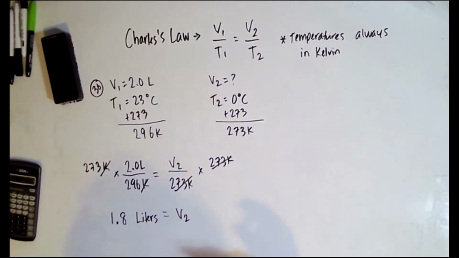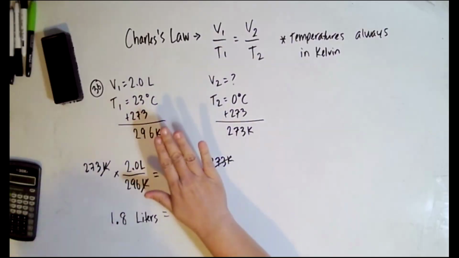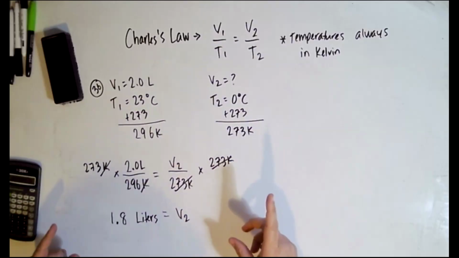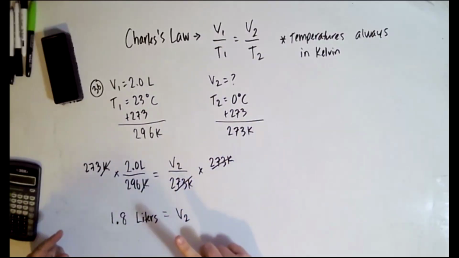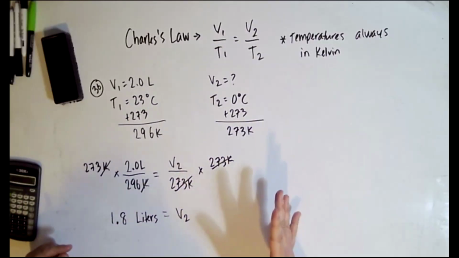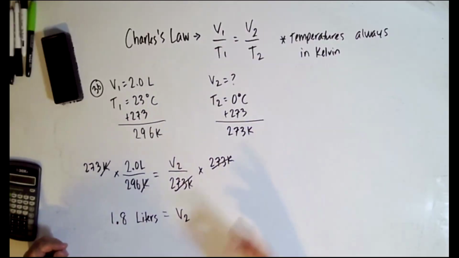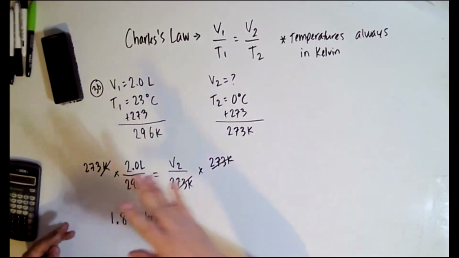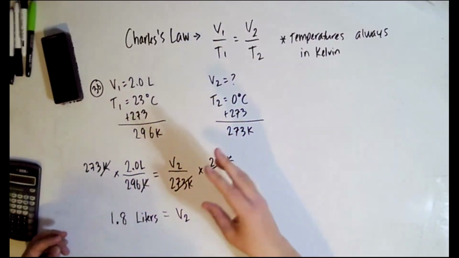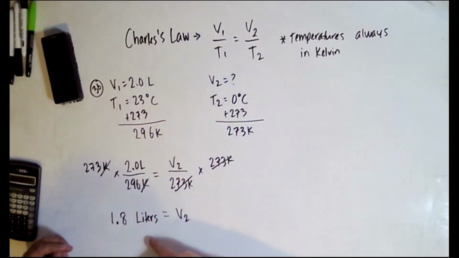Which makes sense because Charles' law shows a direct relationship between temperature and volume, which means if one goes up, then the other one has to go up as well. So if we have a bottle that's 2 liters at 23 degrees Celsius, if our temperature decreases, our volume has to decrease as well. Okay.